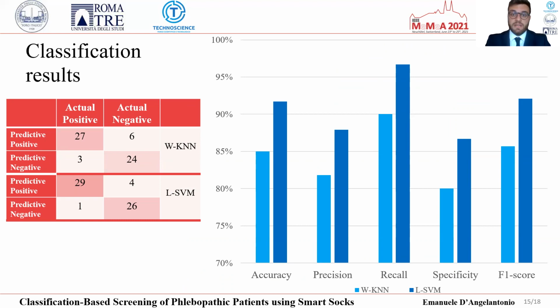which compares their performances. In the confusion matrices, we can observe that on the main diagonal, there are the trials correctly classified, while on the other diagonal, there are the not correctly classified ones. The good results of both models are evident, in particular of the linear SVM. In the histogram graph on the right, we can notice that the models have accuracies above 85%, a recall that goes from 90% to 96.7%, and an F1 score above 85.7%.